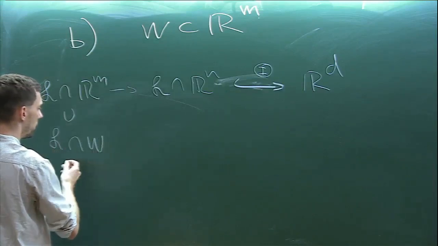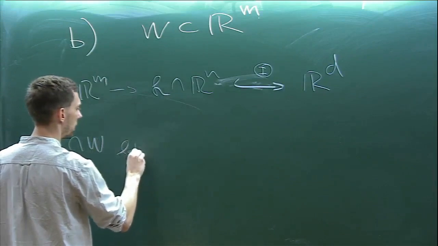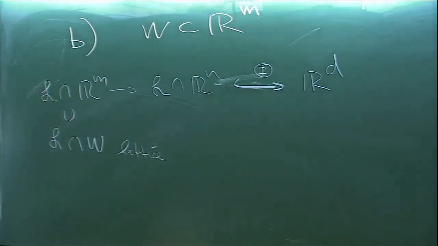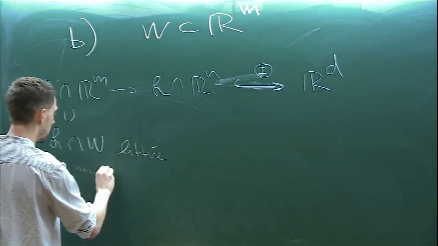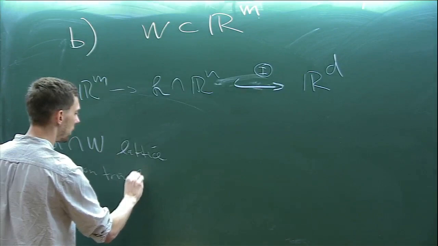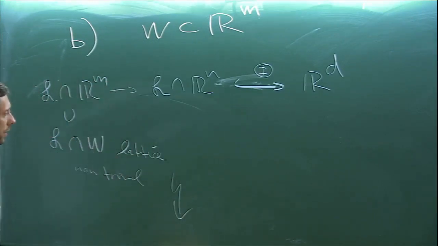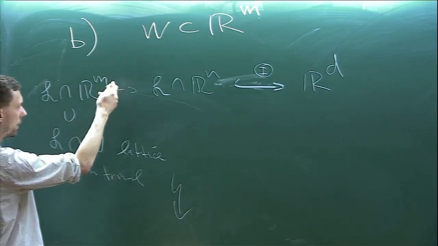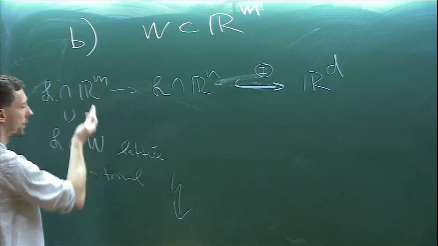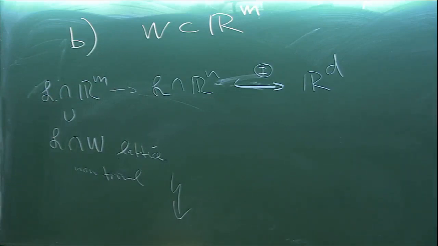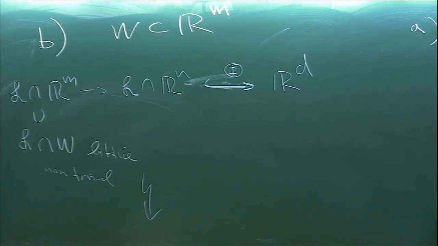But then we know that it contains W, which is a lattice, in particular non-trivial, which contradicts this, that the kernel is zero. And then you have C.